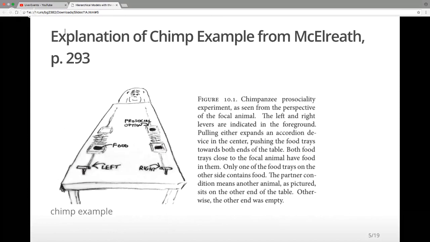We can choose the one on the left, in which case it sends the box of food towards the chimpanzee down here, but there's nothing in the box of food that goes to the other chimpanzee. And so you can vary whether the 2 boxes of food are on the left or on the right. You can vary whether there's another chimpanzee to begin with, or whether it's a friendly chimpanzee or an enemy chimpanzee on the other side of the table. All sorts of things that you can vary in the context of this experiment.